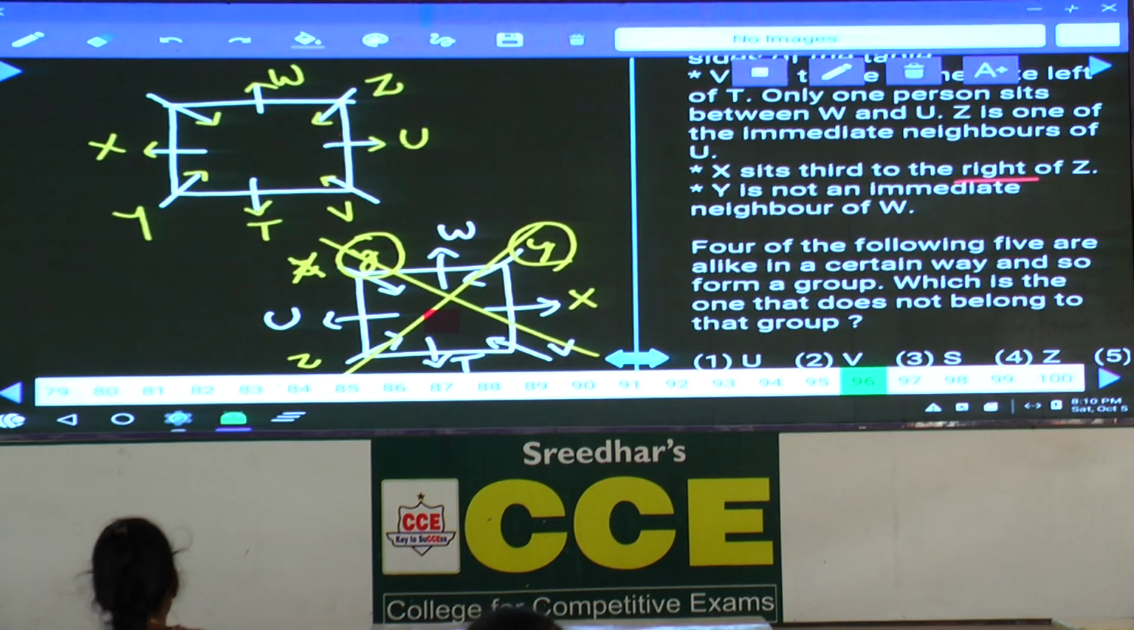If Y is here, tell me who is the person left over here? Tell me who is the person left over. S, T, U, V, W. Yes, S is the person left over, and the person between X and W is S. Done?